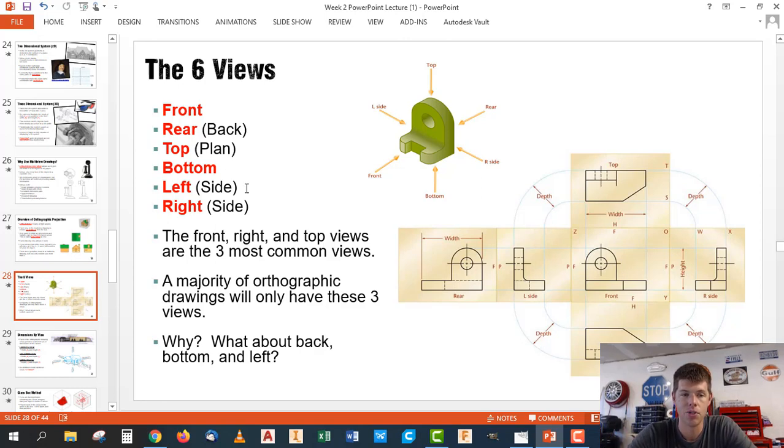Some of these have nicknames that you can see here. But when we do a drawing, there are 3 views that are the most common that we're going to use. So if you look at this, most of the time we're going to use the front view, the right view, and the top view, okay? So why do we throw out the left, back, and bottom view?